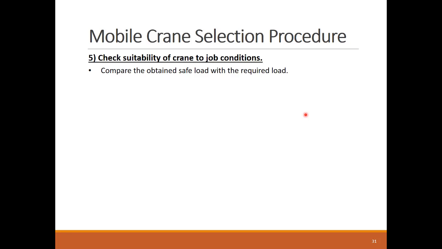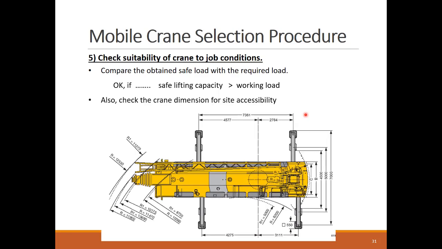The last step is to check the suitability of the crane to lift the load safely. This is done by checking that the safe lifting capacity is more than the working load. Also, a detailed accessibility analysis should be done to make sure that the crane can access its base location, has adequate outrigger setup space, and can operate with no boom obstacles.